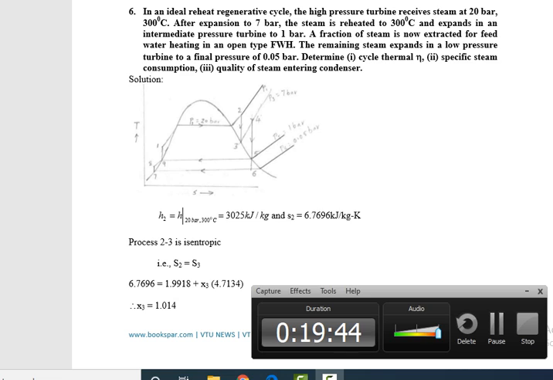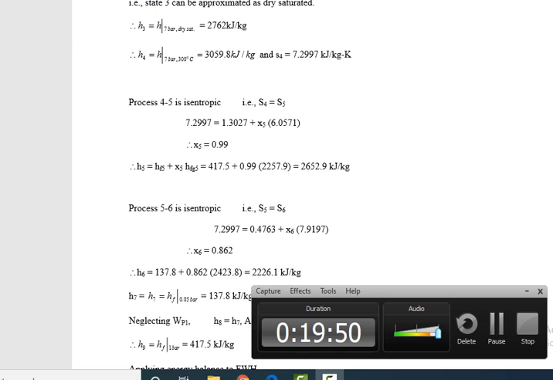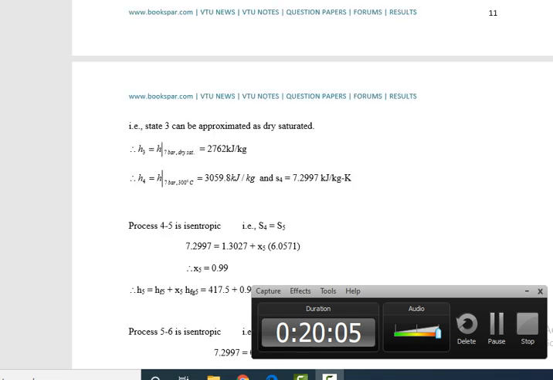That means the entropy at point 4 and the entropy at point 5 are the same. Therefore, we can write S4 equal to S5. Again you have to put the values of S4 in this equation and write the equation. After solving this, you get the value of x5. The dryness fraction at point 5 equals 0.99.